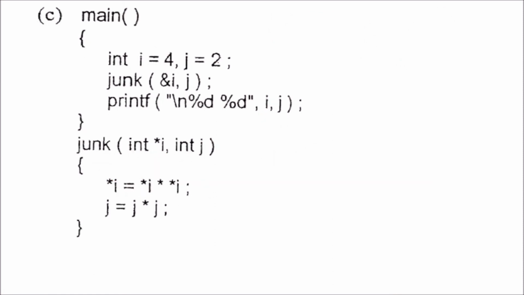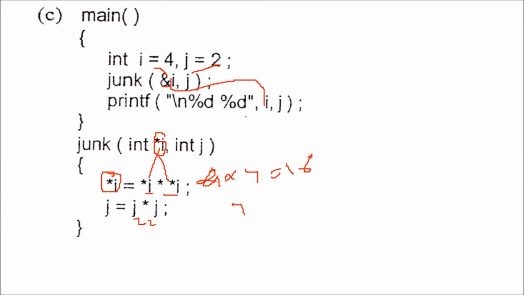i is 4, j is 2, i's reference is being passed and j's value is being passed. And now you are multiplying the value at this address because this is a pointer variable, and you are passing the value at this address and saving it at the address only. So this will be 4 into 4, that is 16. Here also you are passing 2, so 2 into 2 will be 4. But when you print this i, because the reference has been passed, this will be changed to 16.